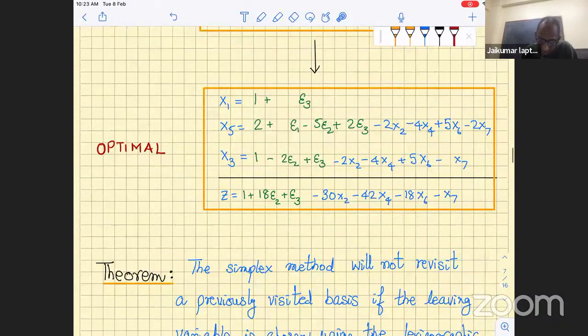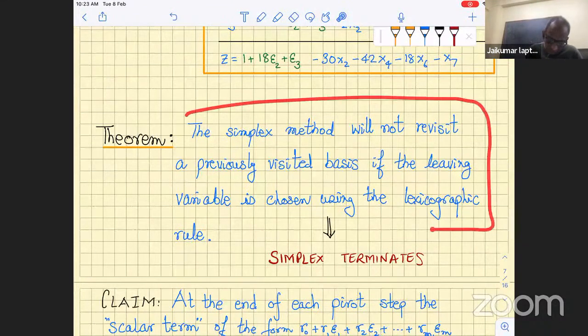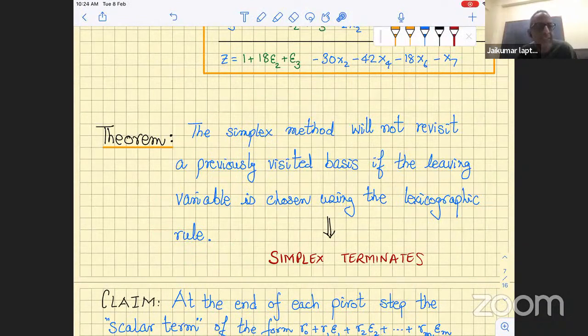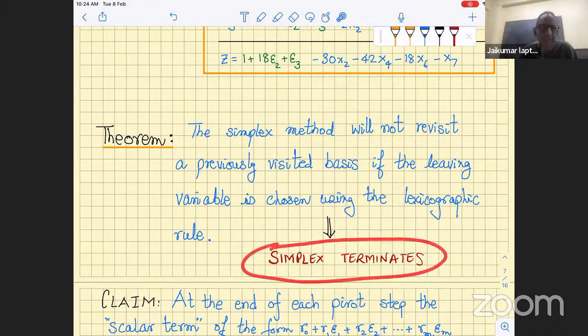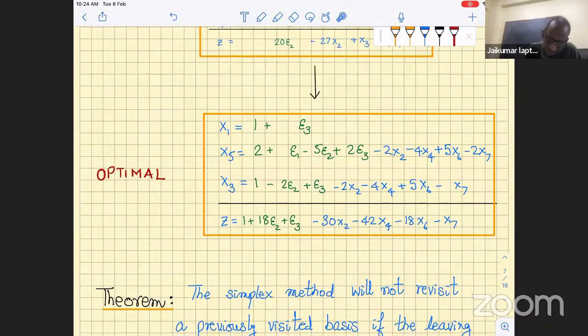And the theorem is that if you apply this method with these fake scalars, then the simplex method will not revisit a previously visited basis, and it will terminate. And we are done. After you have terminated, you just set all the epsilons to 0, and it looks like an honest tableau, and there's no problem.